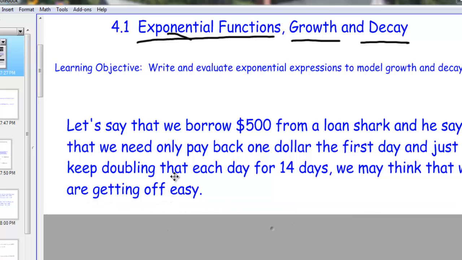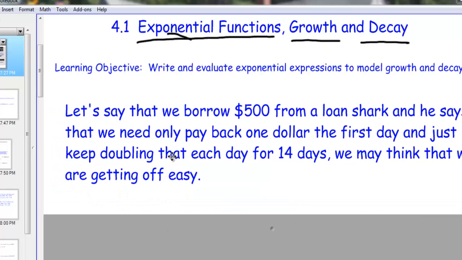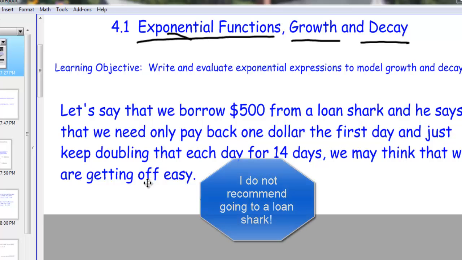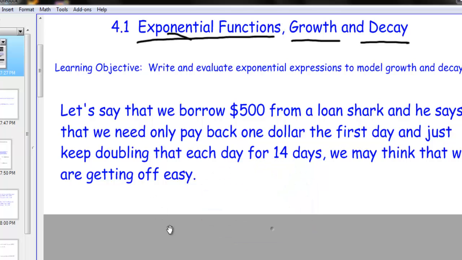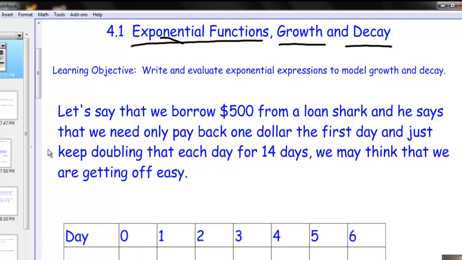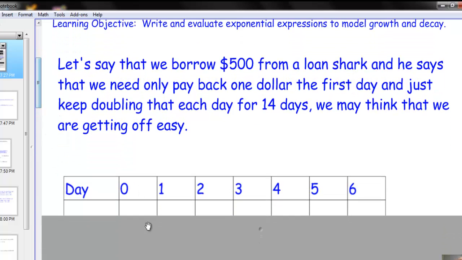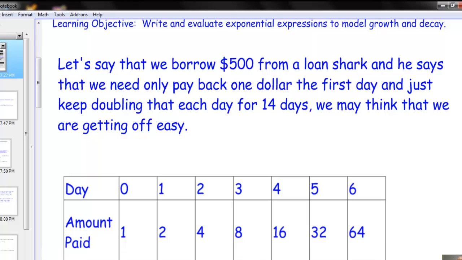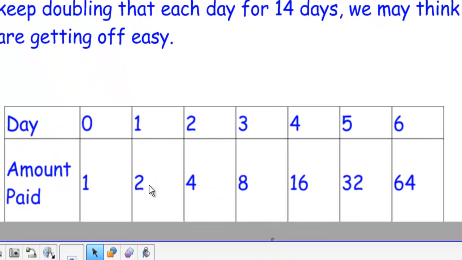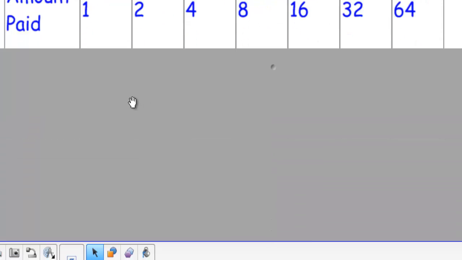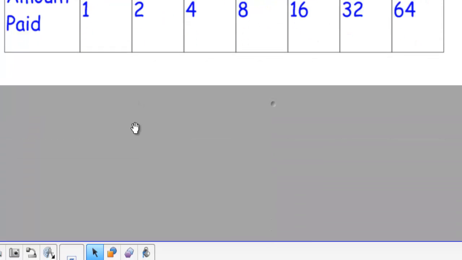Let's say that we borrow $500 from a loan shark, and he says that we need only pay back $1 the first day and just keep doubling that each day for 14 days. Well, we may think that we are getting off easy. Let's see how this would play out. On day 0, we would have to pay $1. On day 1, $2. On day 2, $4. Sounds like we're getting off pretty easy right now. Day 3, $8. Day 4, $16, and so on. So maybe we won't have to pay all $500.